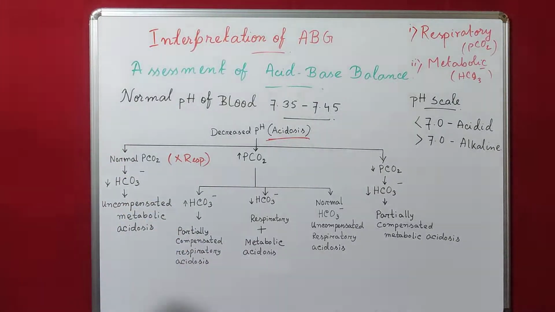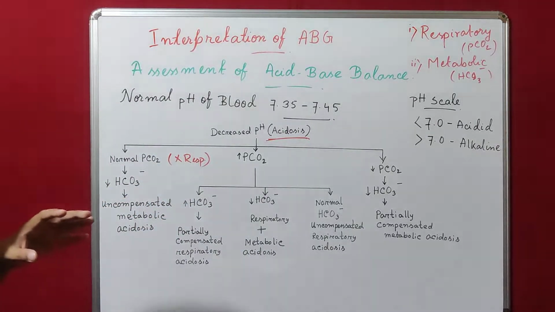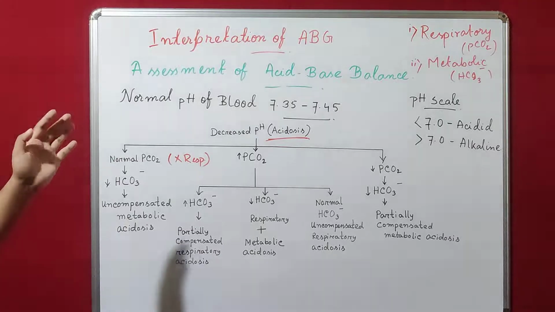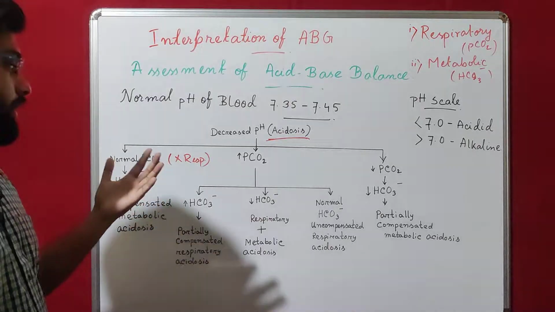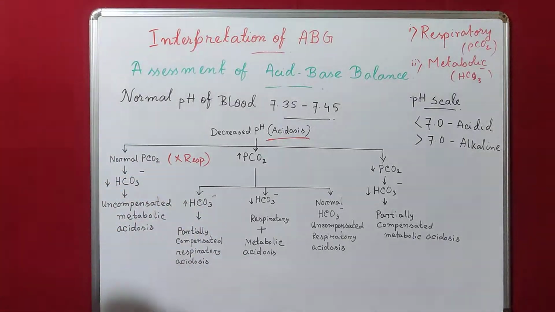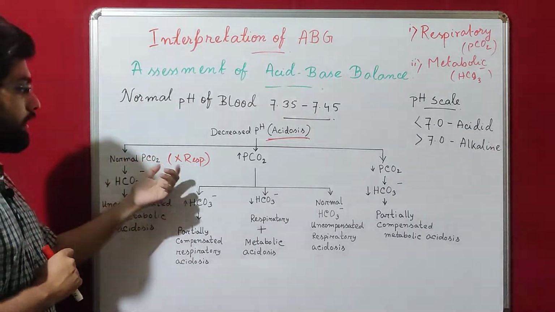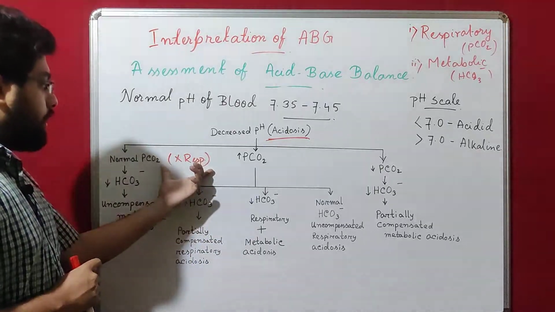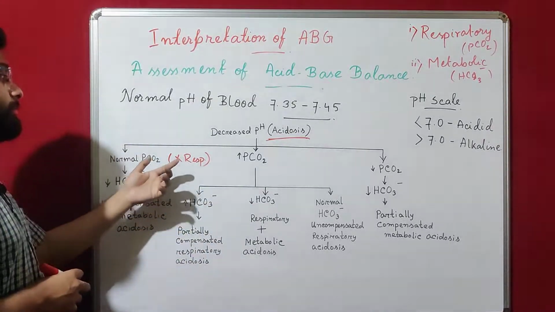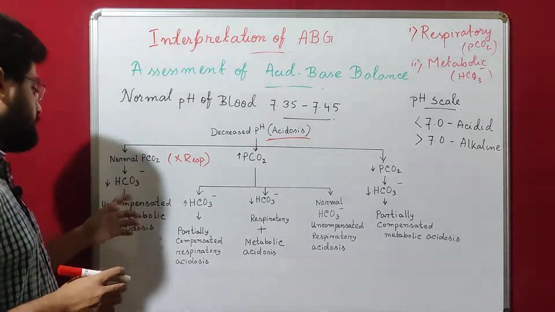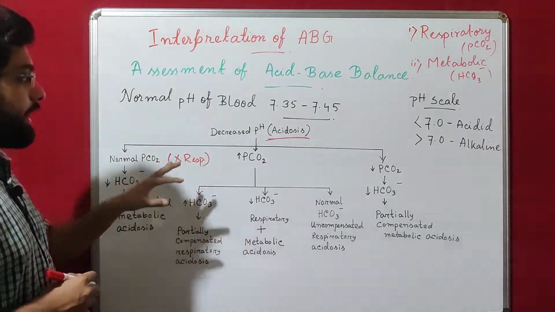So when the concentration of bicarbonate ion increases, it will cause the solution to be alkaline, and when the amount of bicarbonate ion decreases, it will cause the nature of the solution to be acidic. So when we see that the PCO2 level is normal, we first take that there is no respiratory cause. So what can be the cause? Only the metabolic cause.